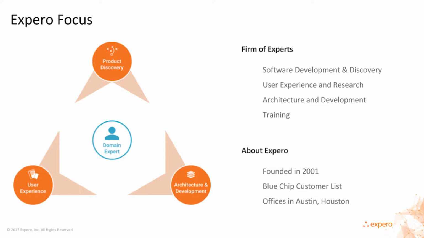For those of you who may not be familiar with Expero's work, I'm going to give you a brief introduction. Expero is a software-focused firm that has expertise in three separate areas: product discovery, user experience research and design, and software architecture and development. What we found is that all successful software projects need work in all three of these areas. We can help in one or all of them. The company was founded in 2001. We currently have offices in Austin and Houston, with some staff working remotely from outside those areas. While our primary locations are in Texas, we do business with customers all around the country.